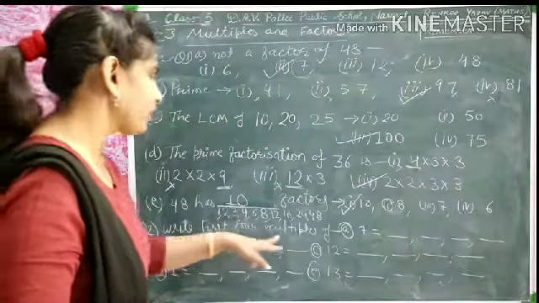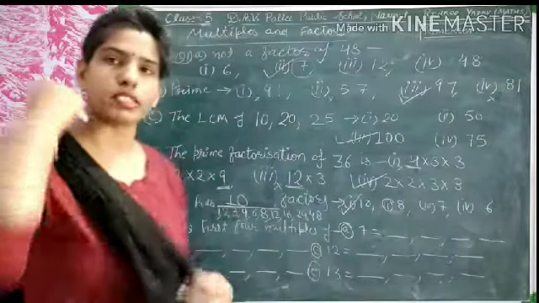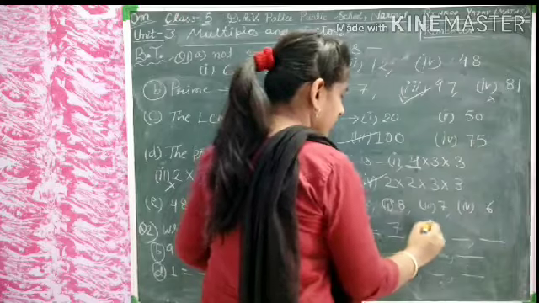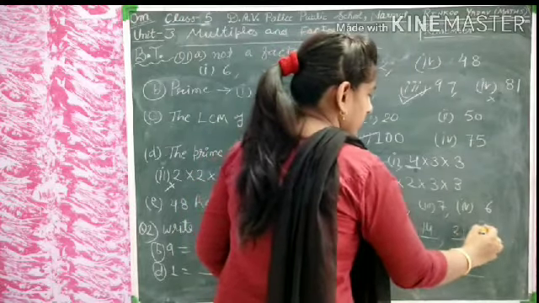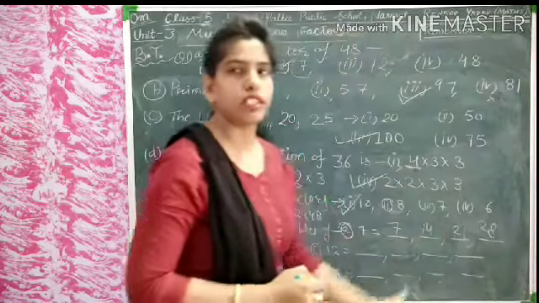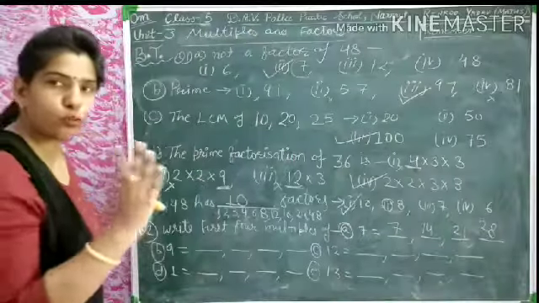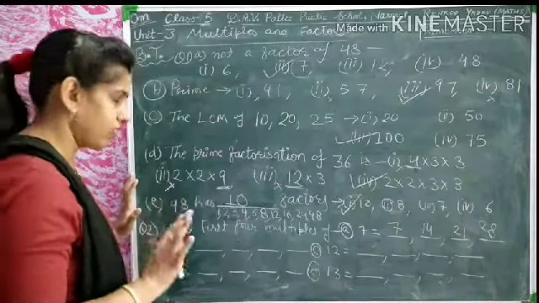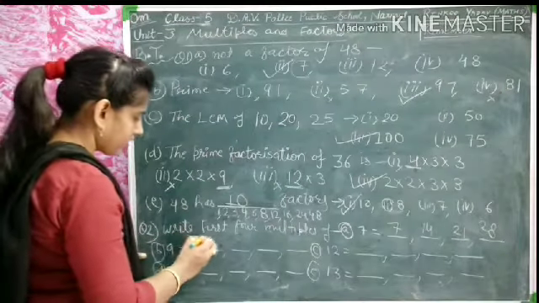Now we will go to the next part. Write the first 4 multiples of all the numbers. You know the first 4 multiples as well. Multiples means the table, so you write only 4 multiples. For 7: 7, 14, 21 and 28. Up to this. Now 9.